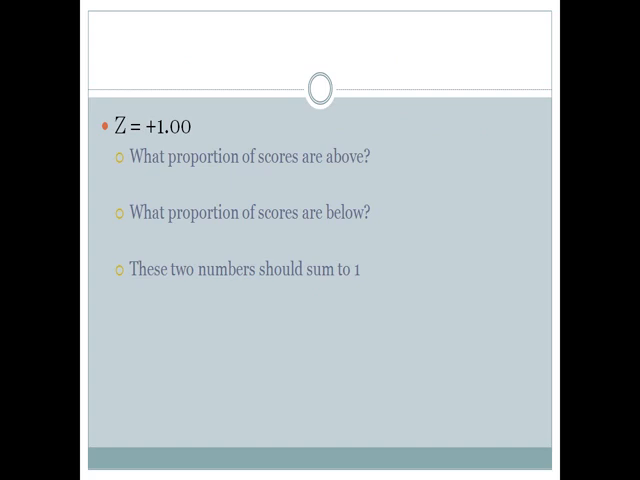get your book out and look at your unit normal table. You can also find a unit normal table online and see if we can find the proportion of scores that are above positive 1, the proportion of scores that are below positive 1. Now, note that these two numbers should add to 1.00 exactly, with a little margin of error for cutting off decimal places. So take a minute to pause the video and do that.